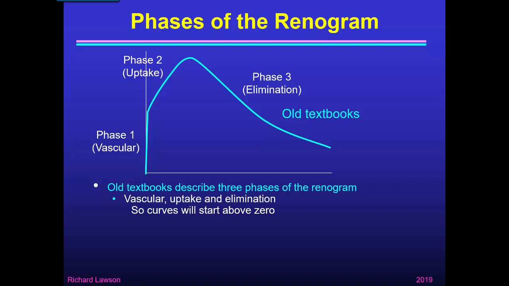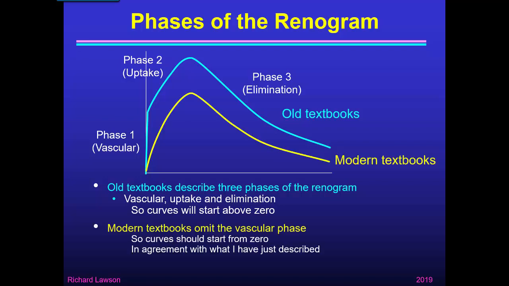Now, that implies that the curves must start above 0, like this, because that's what the vascular phase is, it's blood activity. But modern textbooks omit the vascular phase and say we have a curve like the yellow one, which has an uptake phase and an elimination phase, but no vascular phase. So that means those curves should start from 0. That's in agreement with what I've just described from the model. So why is there a difference between what I've just told you, which agrees with the modern textbooks, and what the old textbooks say?